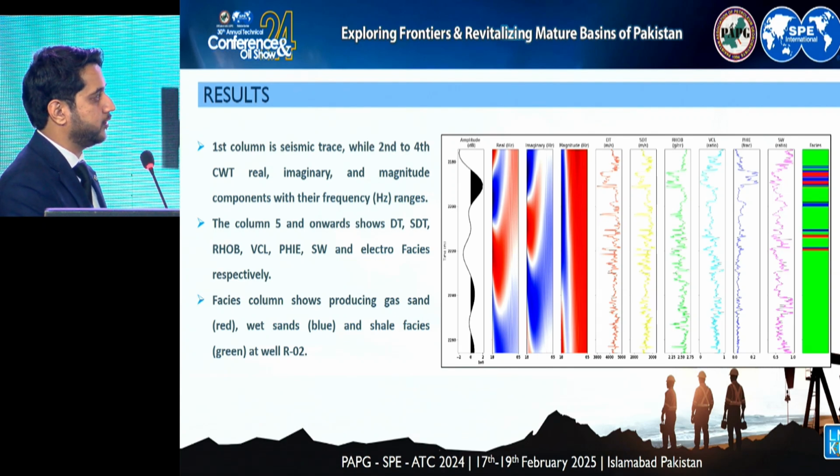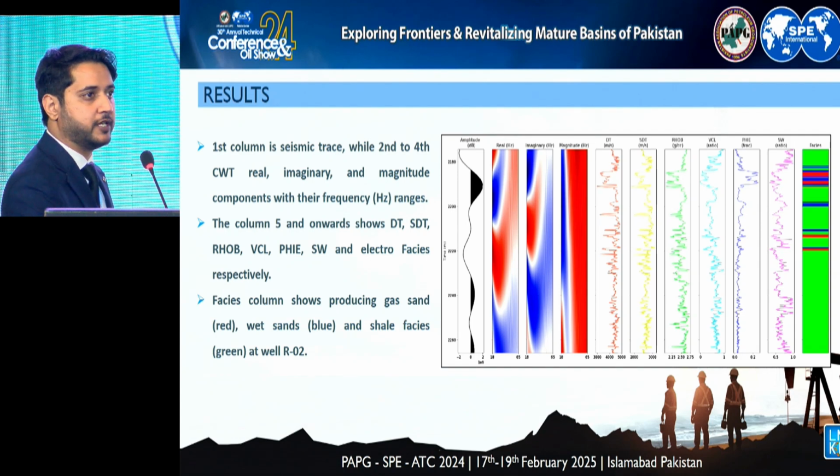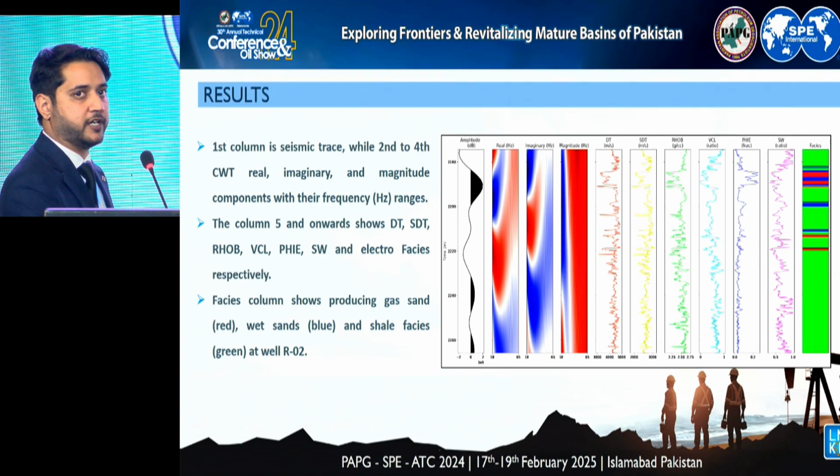What the deep learning algorithm does is it creates some kind of relationship between them, and then wherever on the seismic it finds these kinds of traces, these kinds of features, it will populate them with the hydrocarbon-bearing facies.